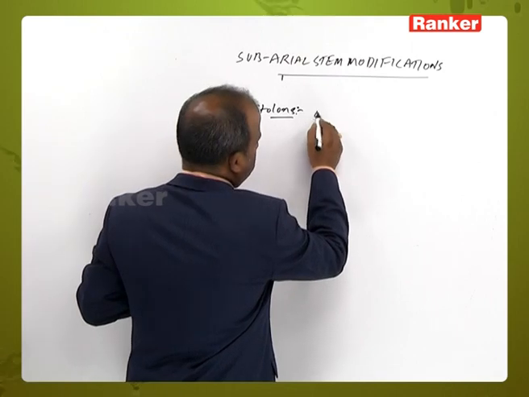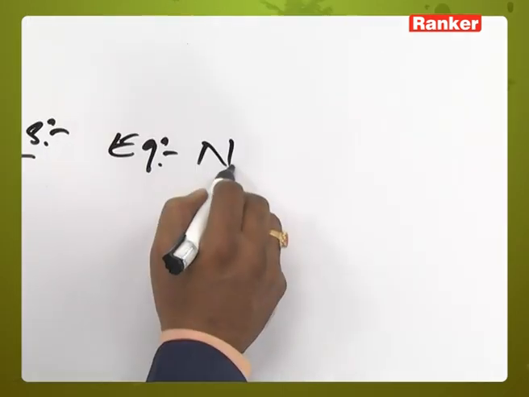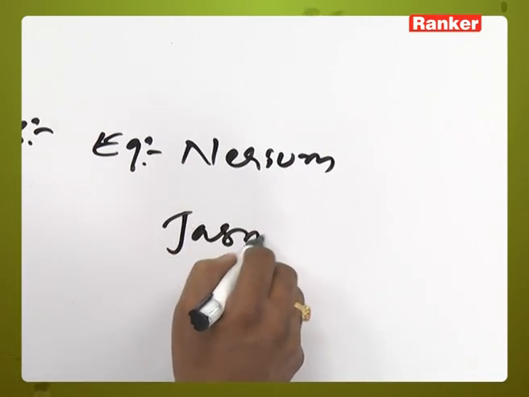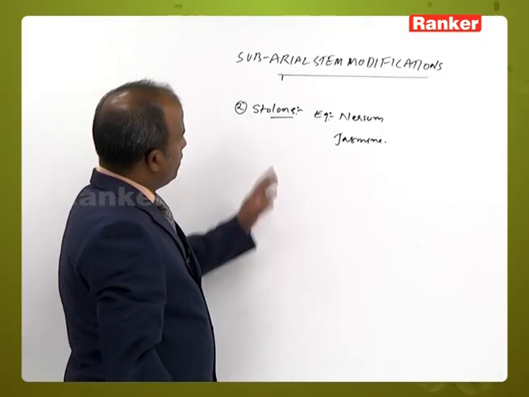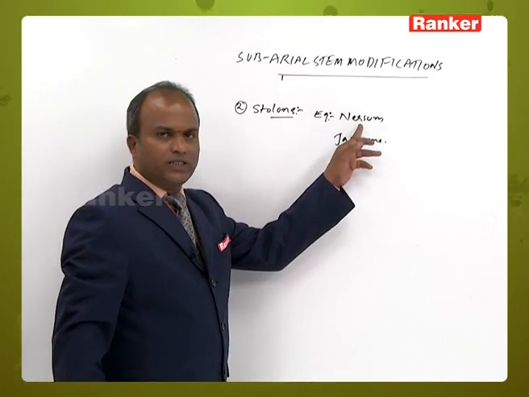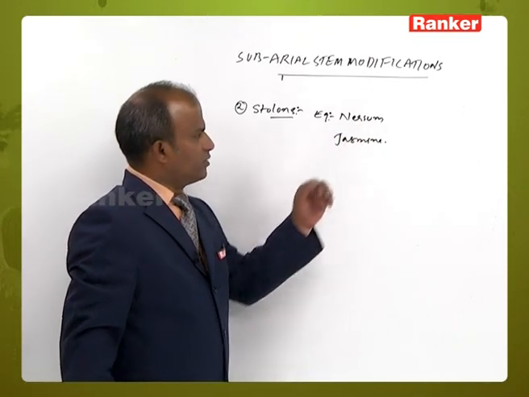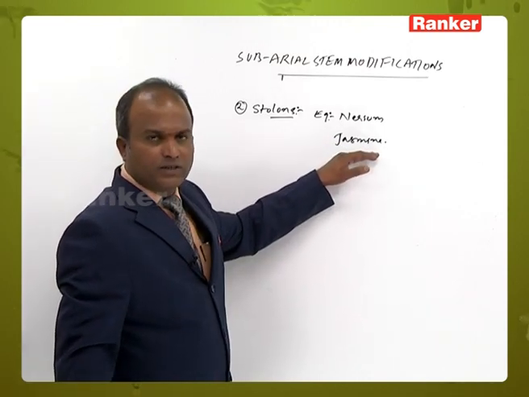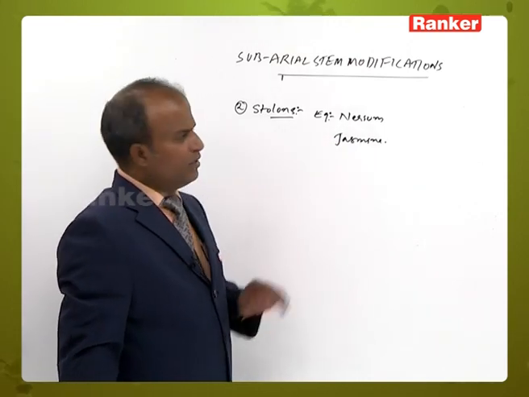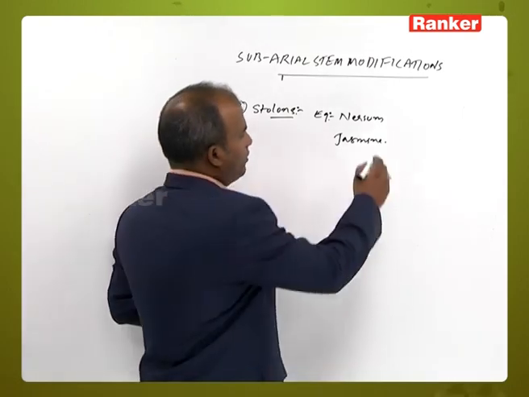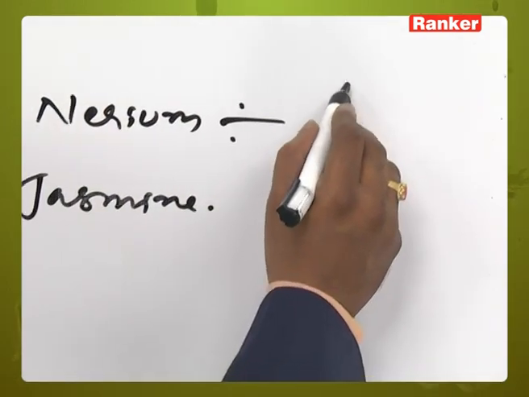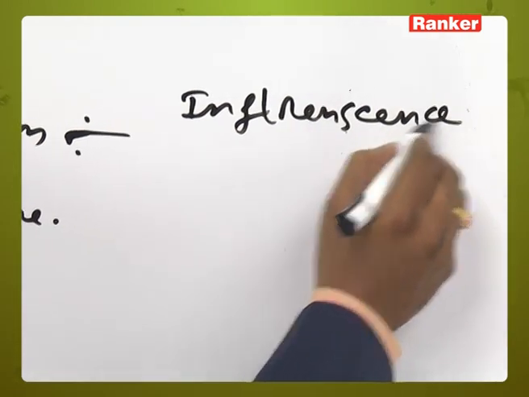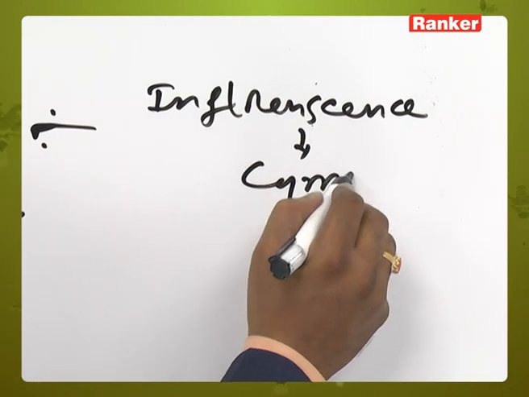Examples for stolons: one example is nerium, another example is jasmine. In stolons, what is the example? Nerium, that is nerium oleander, and another example is jasmine. Before that, this nerium also shows an inflorescence, that is cymose inflorescence.